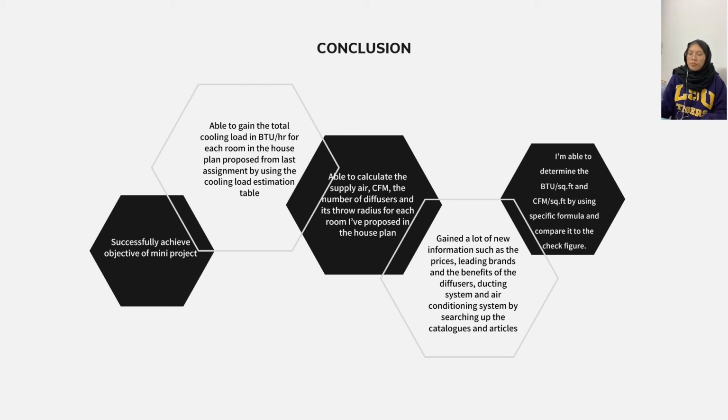Next, from this mini project, I have also gained a lot of new information such as the prices, the leading brands, and the benefits of the diffuser and air conditioning system by searching up the catalogs and scrolling through websites and articles. And lastly, I am also able to determine the BTU per square feet and CFM per square feet by using specific formulas and compare them to the check figure.